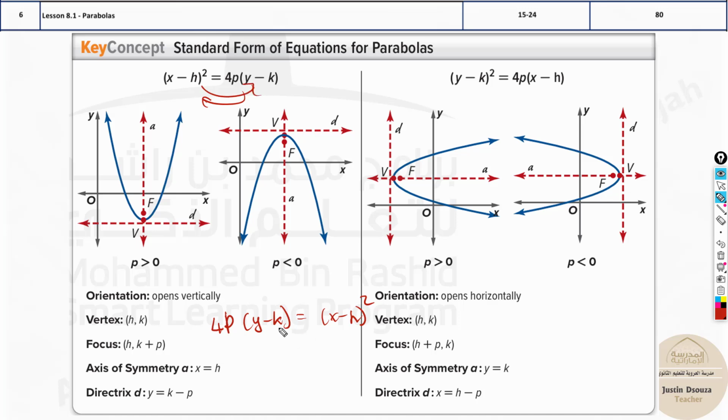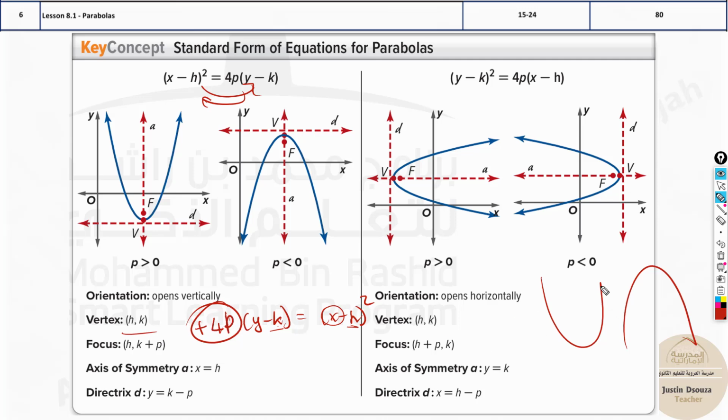Now from this, whatever is there for h and k, that is the vertex. h is with respect to the x-axis, and k is along the y-axis. So that is the vertex. Now, if it is like this, then it is either upwards or downwards. How do you know which is up and which is down? Look at this. If you have positive over here, it's upwards. If it's minus, it's downwards. Whatever is before 4p. So if you have negative 2p, then it's downwards.